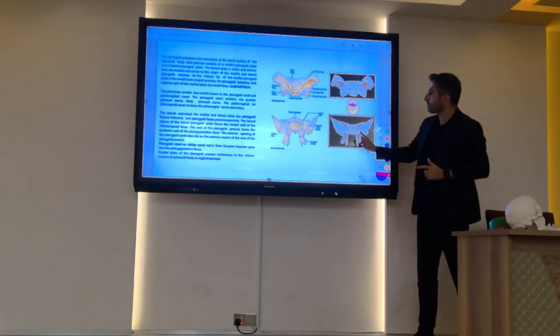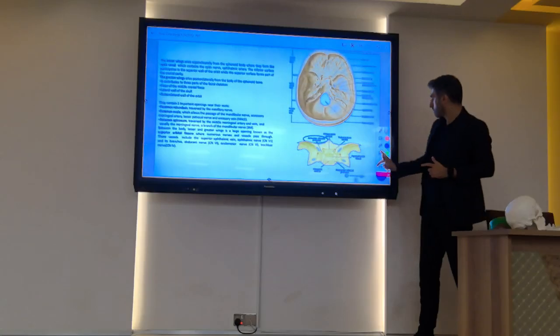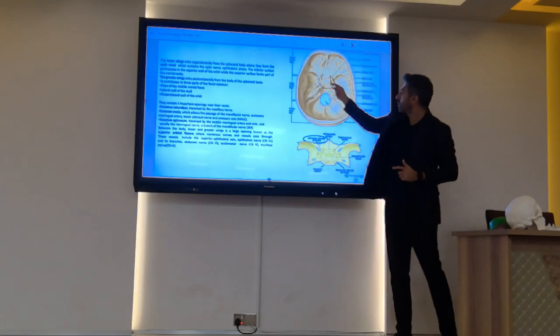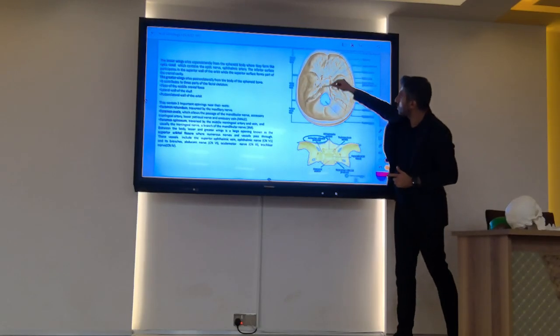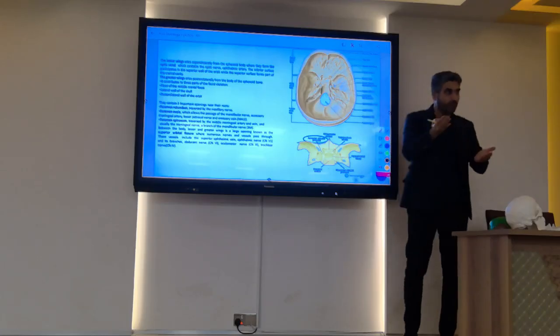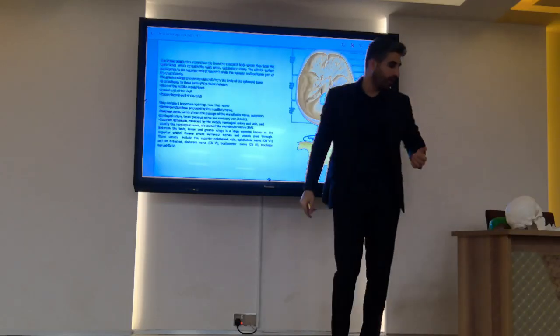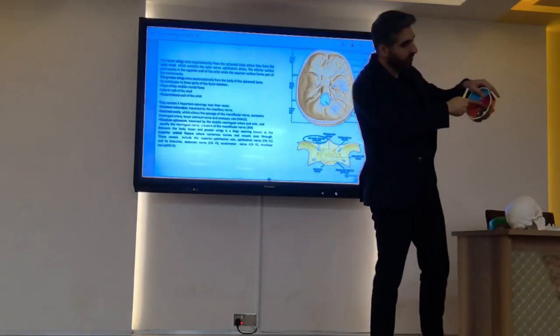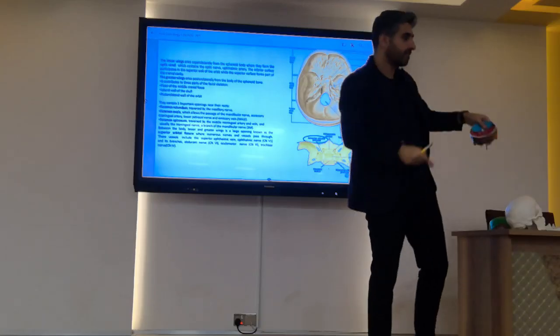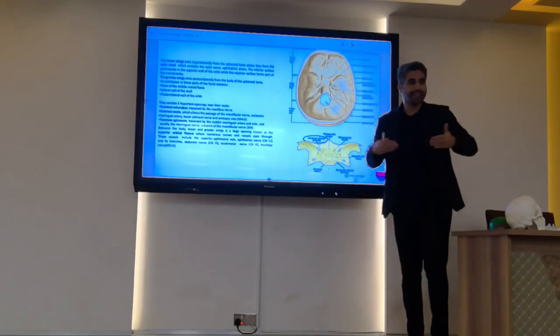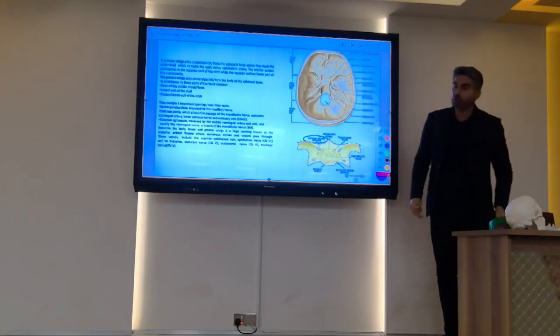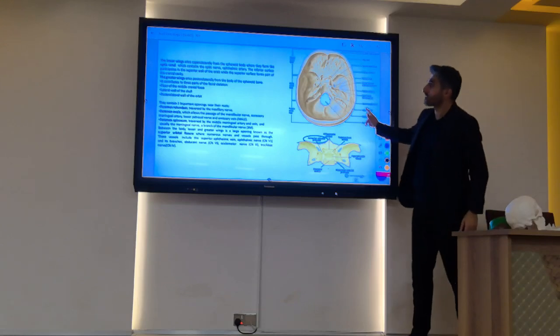Look at here. Body of a sphenoid. Finally, we have here the occipital bone, the basilar part of the occipital bone. I told you we have the clivus here, and this is the location of the attachment between the occipital bone and the body of a sphenoid.